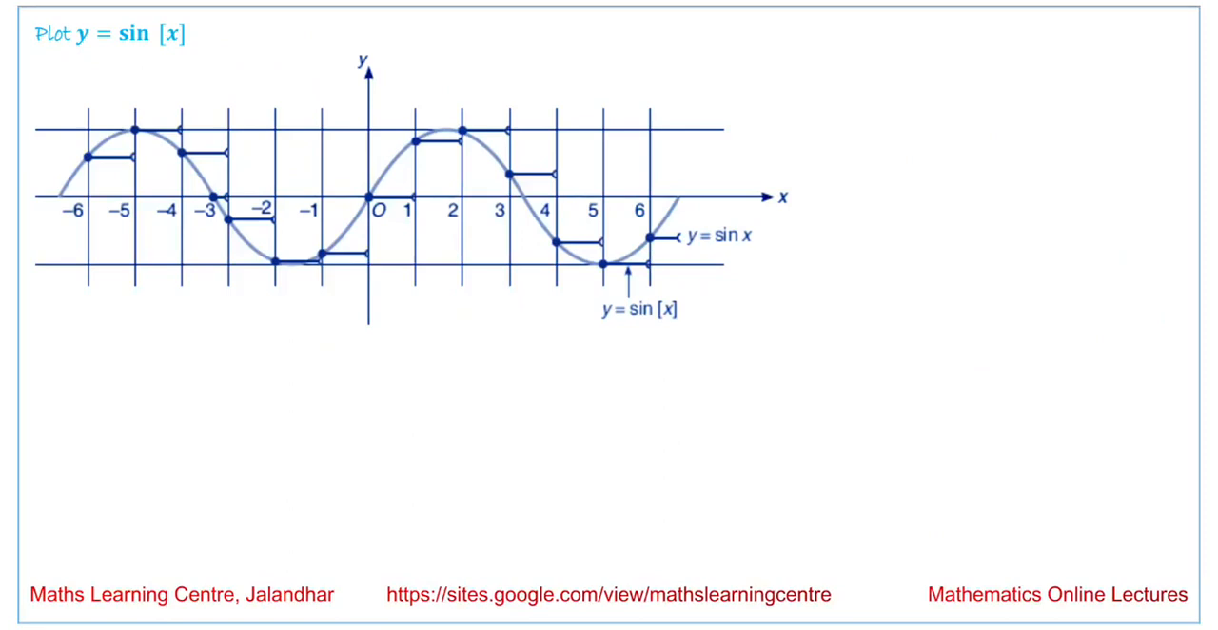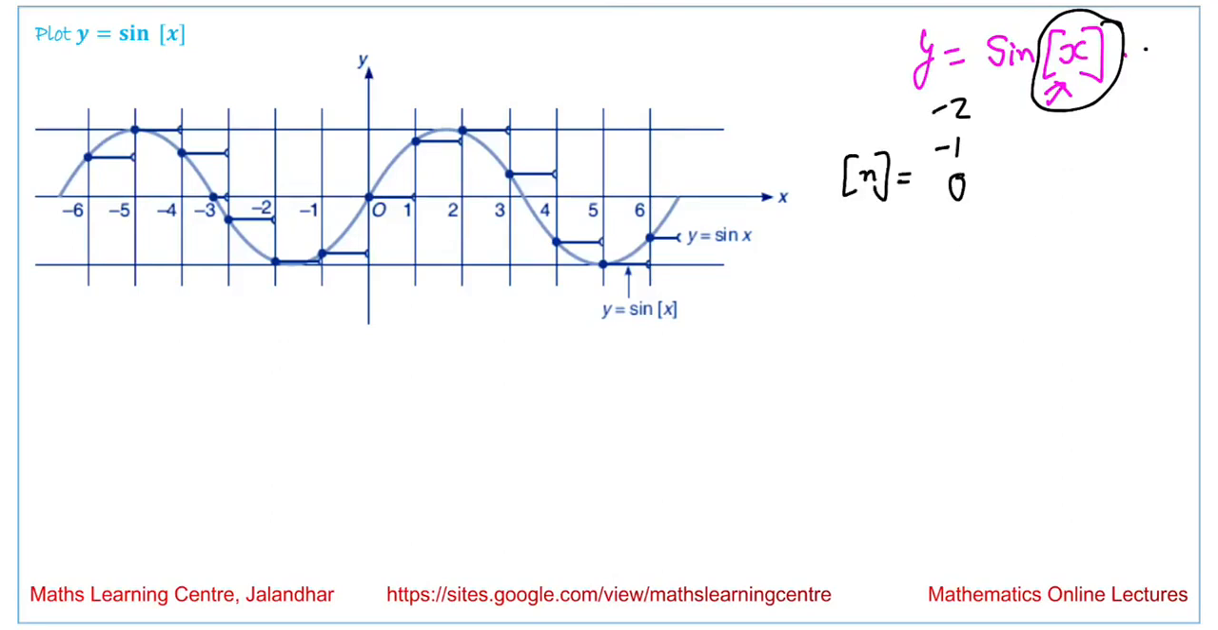Next is plot y is equal to sine of greatest integer of x. When we are talking about y is equal to sine of greatest integer of x, we are talking about the values of x. The values that the greatest integer of x can take are 0, minus 1, minus 2, 1, 2, 3. So we are talking about these values over here: the greatest integer 1, 2, 3, then minus 1, minus 2, minus 3.